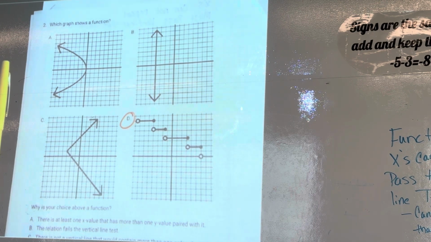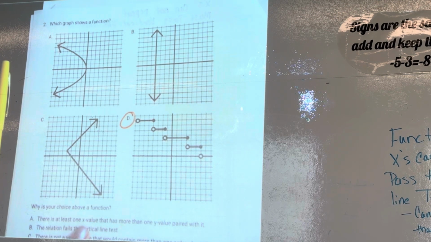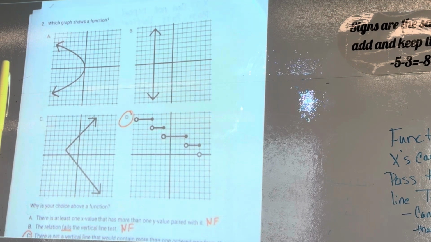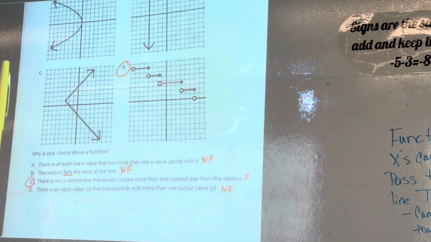Okay, so let's look at A. There is at least one x value that has more than one y value. So that means that your x value repeats, and it wouldn't pass the vertical line test. So that one is a non-function. B fails the vertical line test, so that's a non-function. And C: there is not a vertical line that can contain more than one ordered pair, and there is an input x value that corresponds with more than one output. So that is a non-function. Okay? Got it?